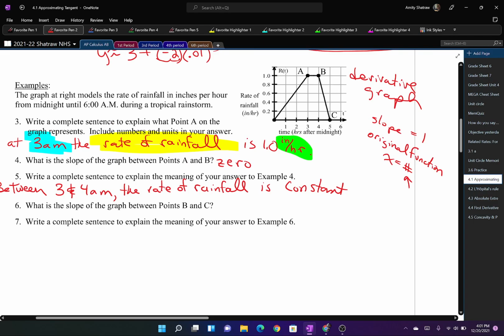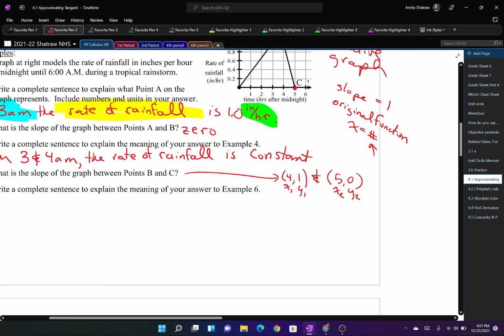So what is the slope of the graph between point B and point C? Here's B, here's C, and I can do this. I could say that this first point is 4 and 1, and the second point is 5 and 0. This is my x sub 1, this is my x sub 2, this is my y sub 1, this is my y sub 2. And so if I want to find the slope between B and C, I would say that I have y sub 2 minus y sub 1 over x sub 2 minus x sub 1, and it works out like this. I've got 0 minus 1, and I've got 5 minus 4, and that ends up being negative 1 over 1, which is negative 1.